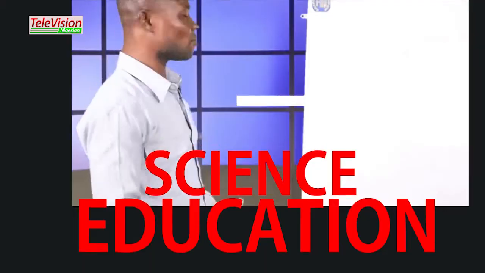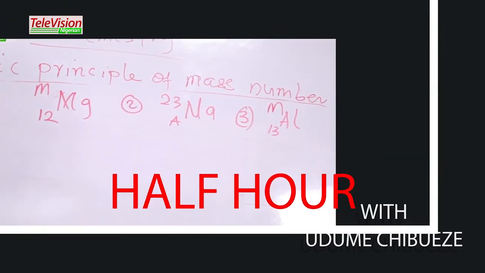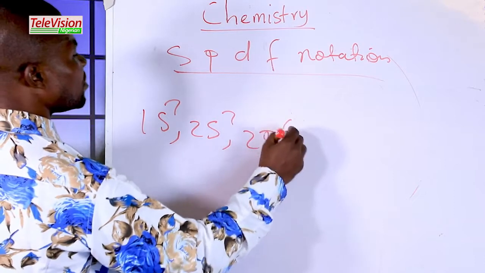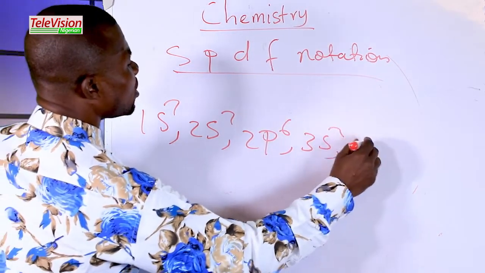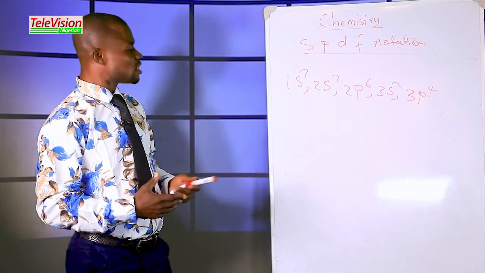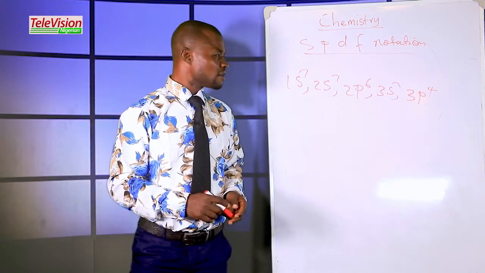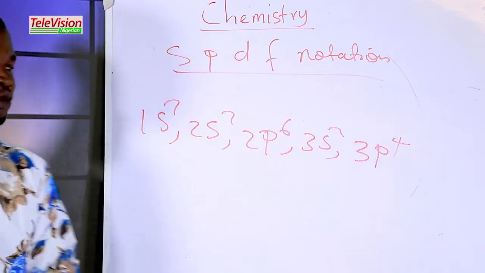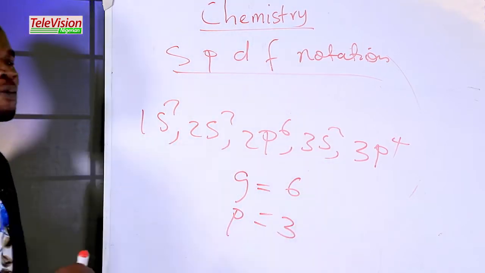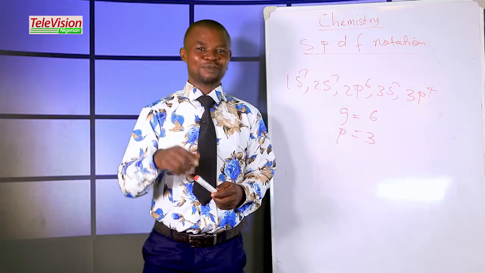Can I get this one? 1s2, 2s2, 2p6, 3s2, 3p4. Good. Let me find out if you can get this one. The answer is 2 plus 4 equals 6. So the group is group 6. And the period is equal to period what? 3. You are there.